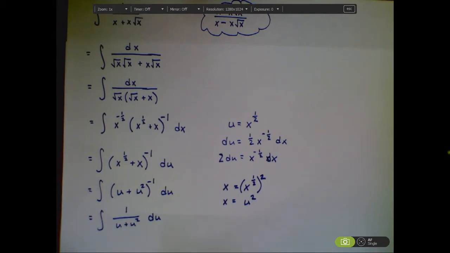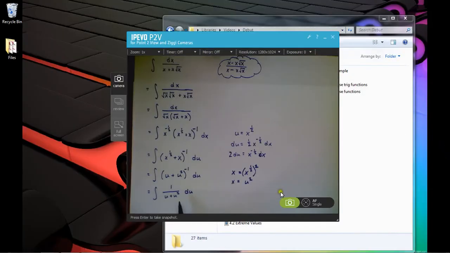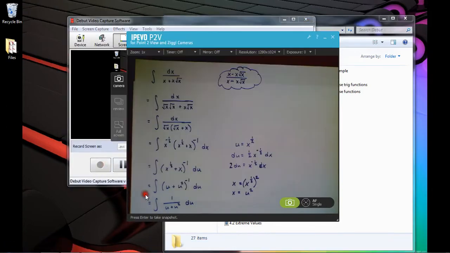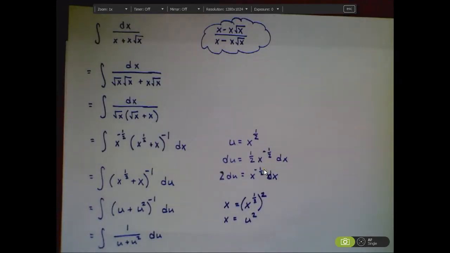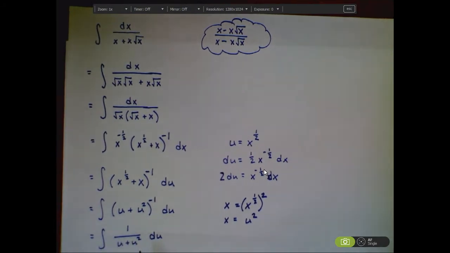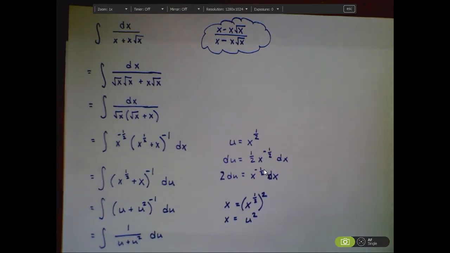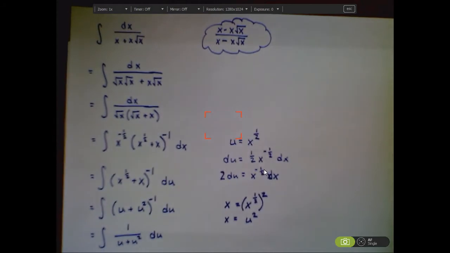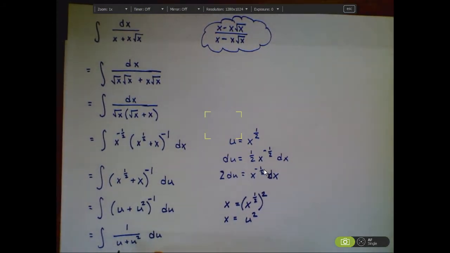I'm going to be able to integrate this. Sorry about the interruption there. So we need to integrate 1 divided by u plus u squared. And you sort of notice that there's a natural log idea that you might want to use. But as it stands, this isn't a form that's directly integrable.